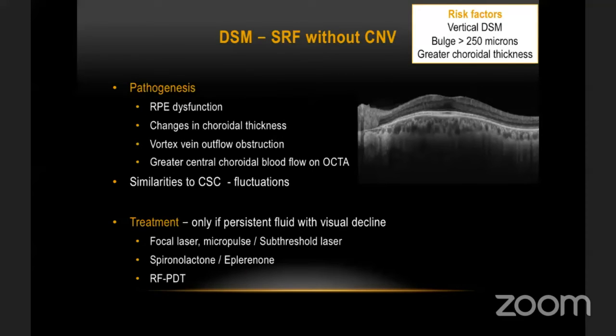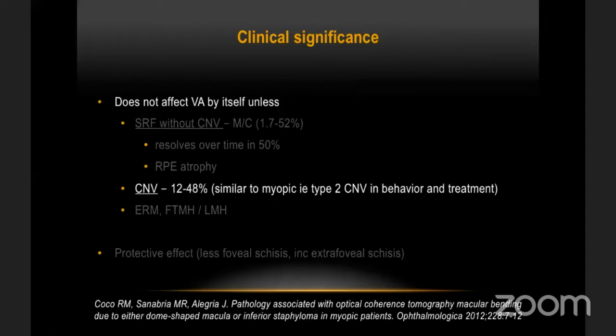Now, risk factors are a vertical dome, a bulge more than 250 microns, and a greater choroidal thickness. The pathogenesis and the fluctuations are similar to CSC, and treatment is indicated only if there's persistent fluid with visual decline. The same modalities are used as CSC, but the results are still inconclusive.